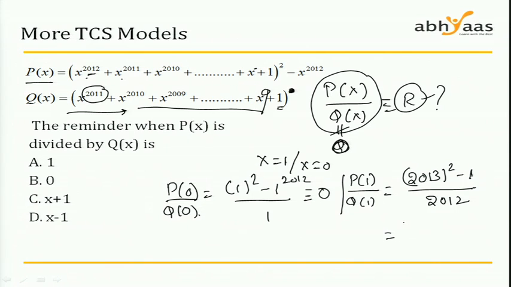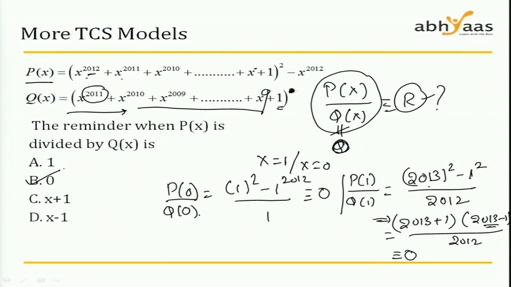What happens here? You can write this as 2013 whole square minus 1 square, which is like a square minus b square. a square minus b square is a plus b into a minus b. So it is 2013 plus 1 into 2013 minus 1, by 2012. 2013 minus 1 is 2012 itself. So this complete numerator is a perfect multiple of 2012. So your remainder will be again 0. So your answer is option B. What is option B? 0.